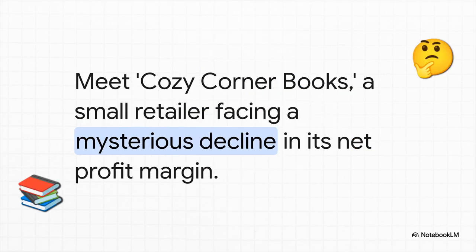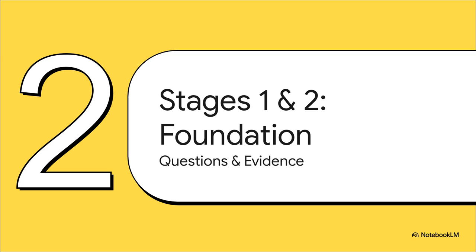Now, to make all this crystal clear, let's use a little case study. Let's meet Cozy Corner Books. They're a small bookstore, and on the surface, business seems fine. But their profit margins are shrinking, and they have no idea why. We're going to step in as their CPA and use these 5 stages of data analytics to solve this mystery together. Okay, on to the first 2 stages. These are all about setting up our investigation for success.